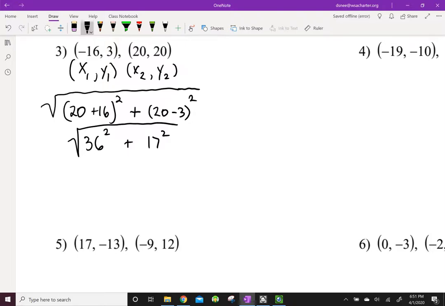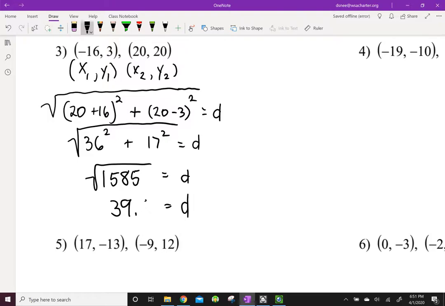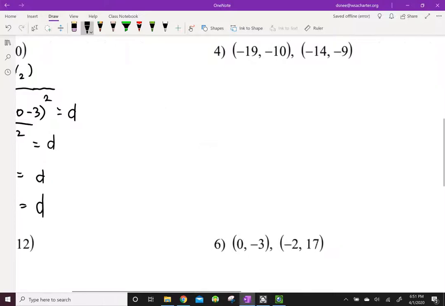So I'm going to use my calculator. I'm going to do 36 up 2 plus 17 up 2, and that gives me 1,585, and then I'm going to find the square root of 1,585, and that equals 39.8. So 1,585 is equal to D squared, and so D is equal to 39.8.